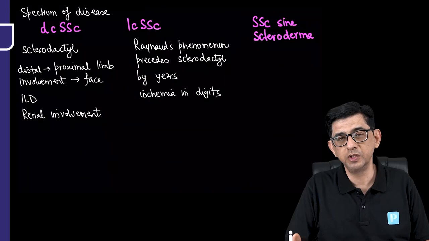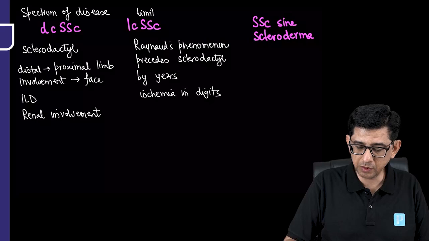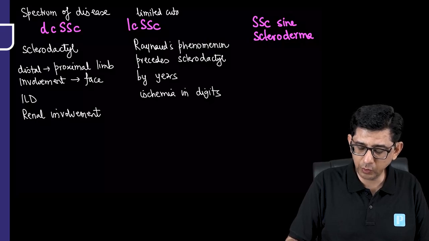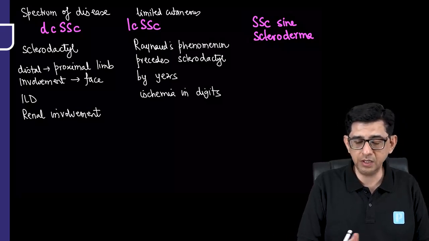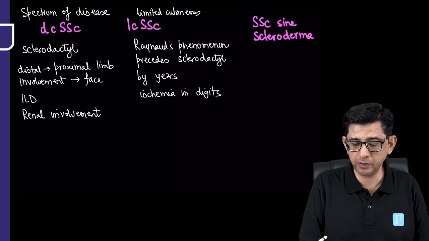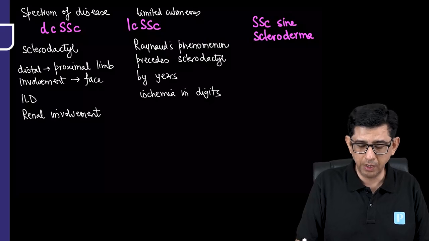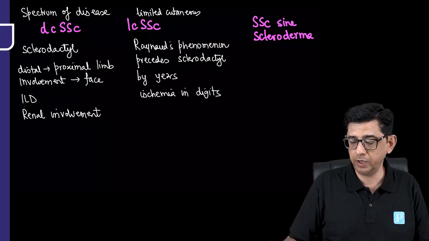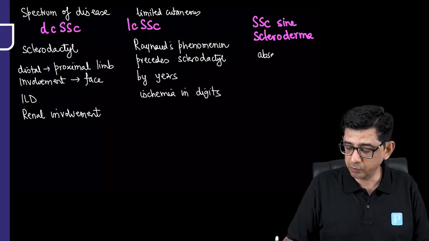Next up, we'll focus on the spectrum of the disease, where he'll use terms like limited cutaneous systemic sclerosis, or he'll use diffuse cutaneous systemic sclerosis. In fact, the spectrum would involve DCSSC, diffuse cutaneous systemic sclerosis, LCSSC, limited cutaneous systemic sclerosis, and then would be SSC, sine scleroderma. It basically means that features of scleroderma would be present.